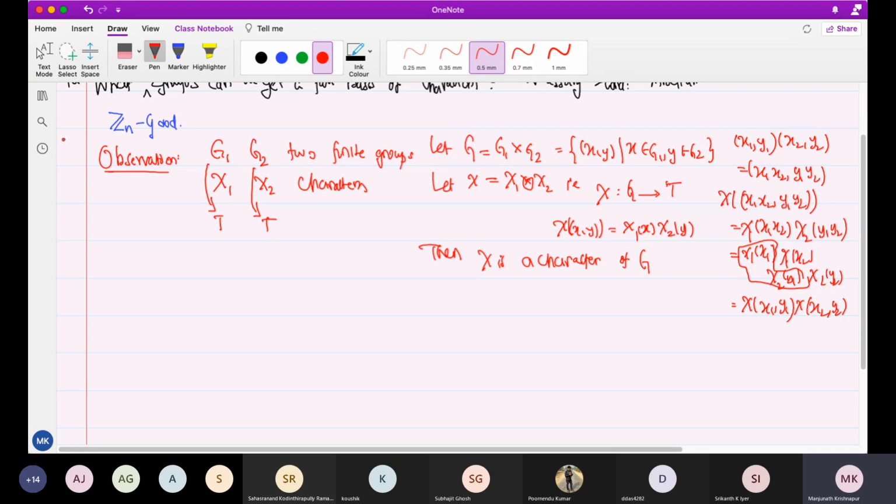So this is one way to make a new group with a lot of characters. I hope this is clear, right? This is the direct product of two groups. If I have some characters of the individual groups, I'll get a character of the product group.